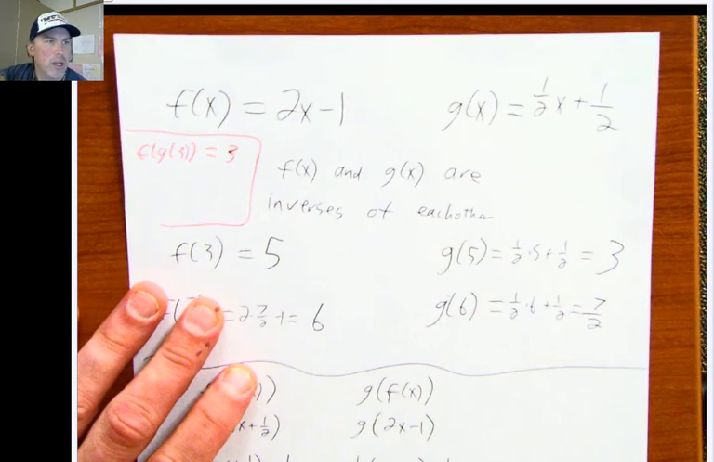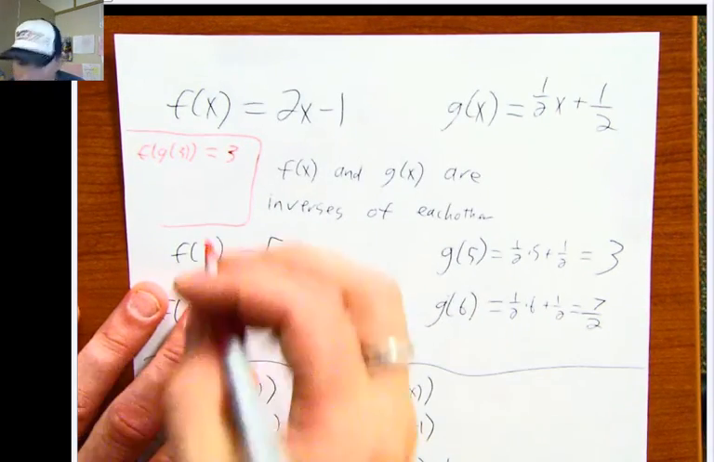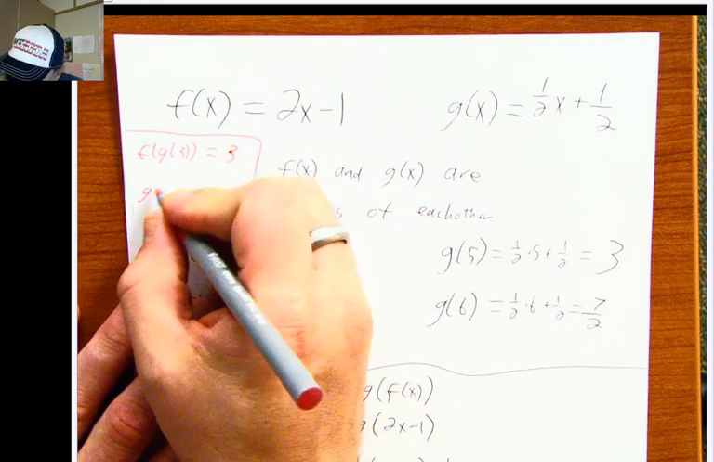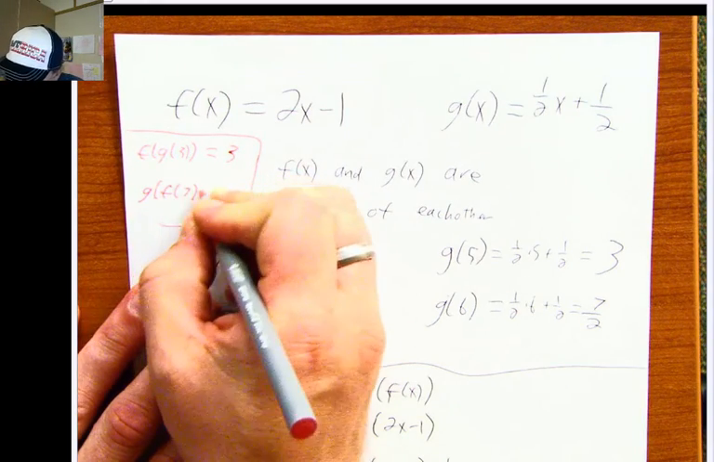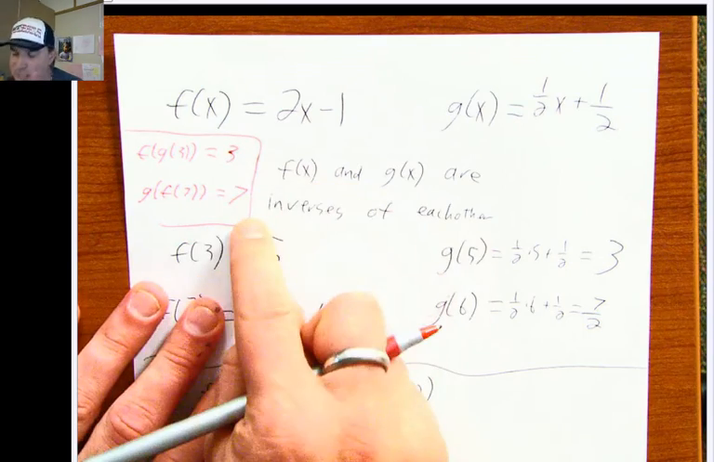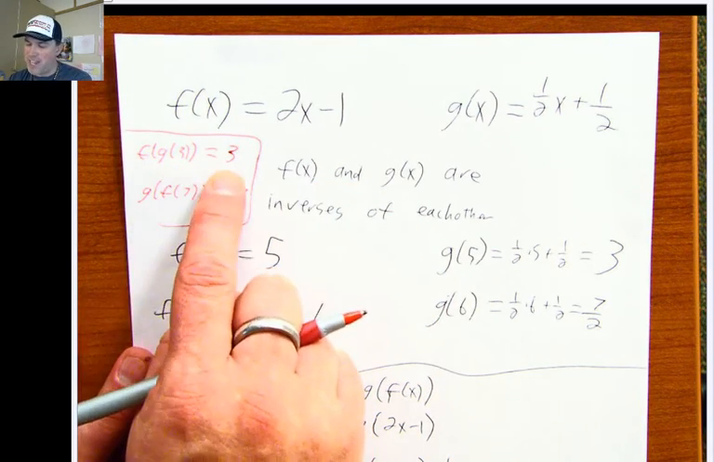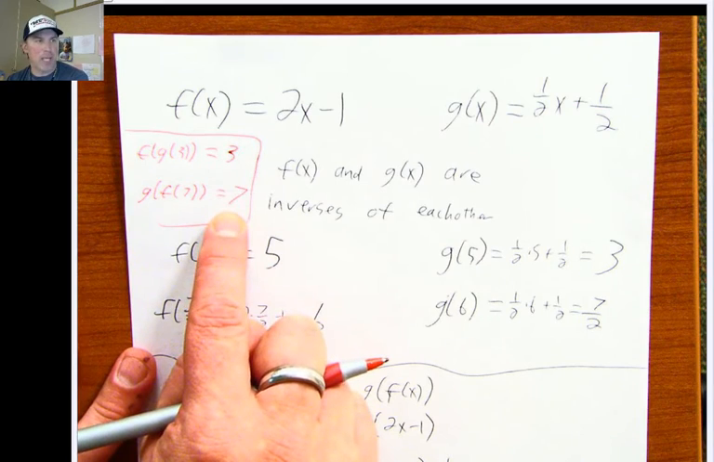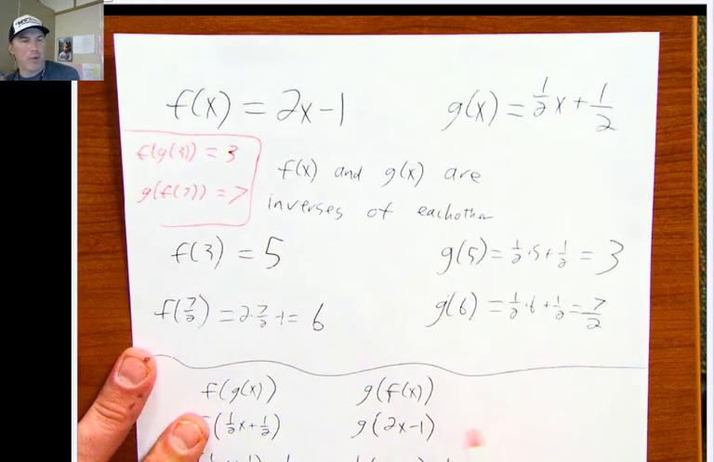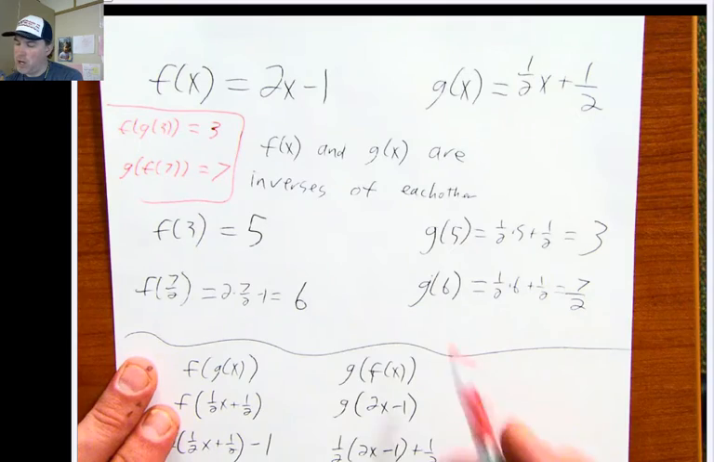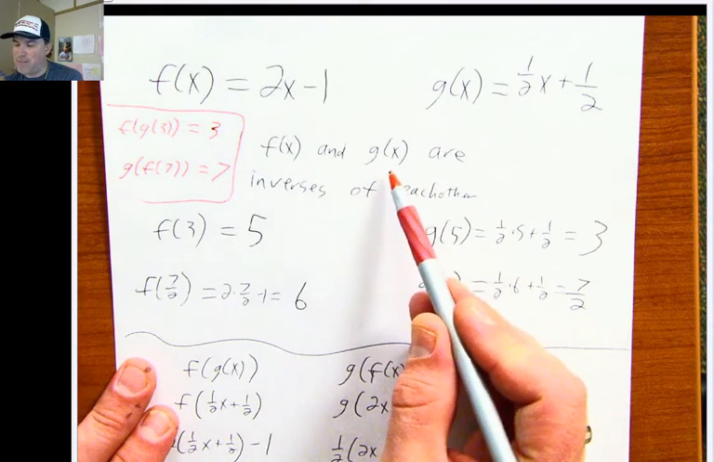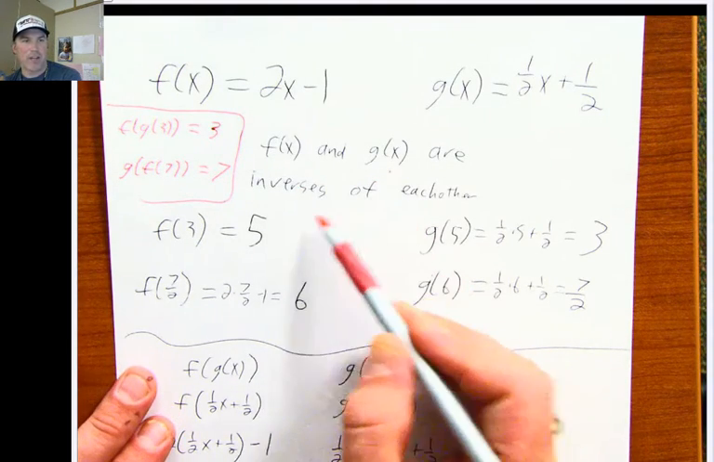Maybe they asked you a backwards question, like g of f of 7, and when you worked it out, you got an answer of 7. Whatever number you were putting into this function, the exact same number kept coming out. The reason that happened was because f of x and g of x are inverses of each other.